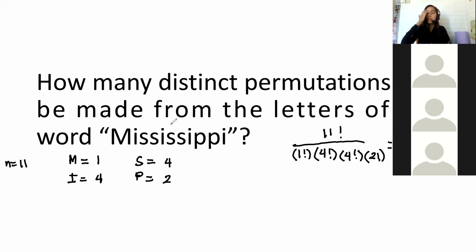All right, 34,650 ways to arrange the word Mississippi. Imagine if you are going to arrange this word, gano'ng kadami. It's time consuming. So you can use counting techniques or permutation. How about the others? Do you have the same answer? Yes po.